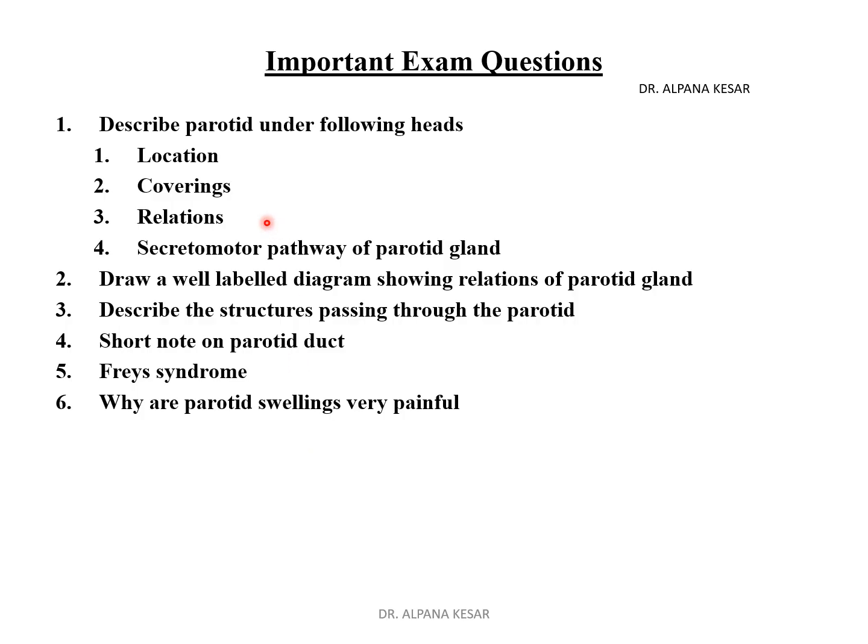Please note that whenever the relations of the parotid are asked, it must be described under two subheads. 1. The relations of the borders and surfaces. 2. Relations of the parotid with the structures passing through the parotid gland, which includes the facial nerve, external carotid artery, and the retromandibular vein.